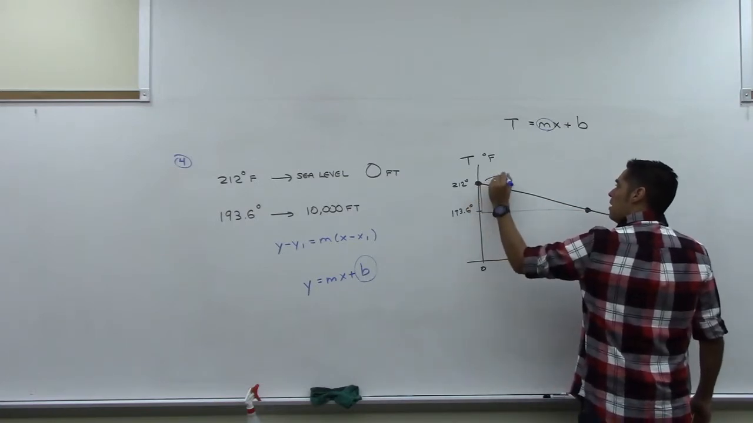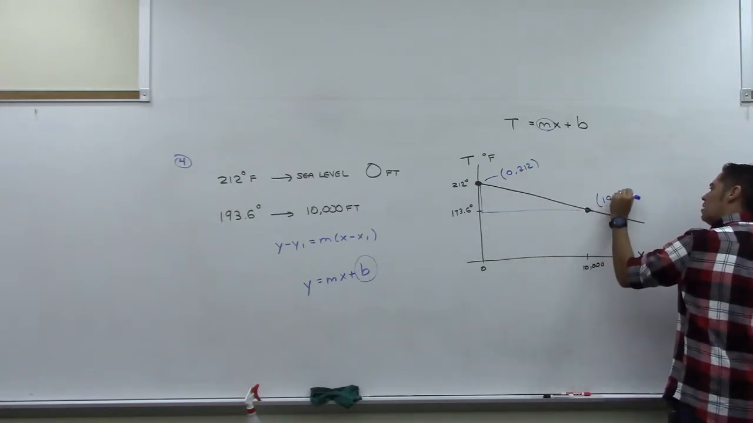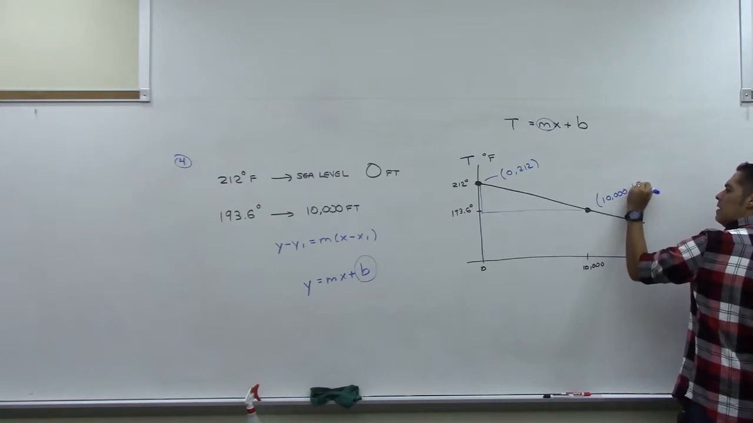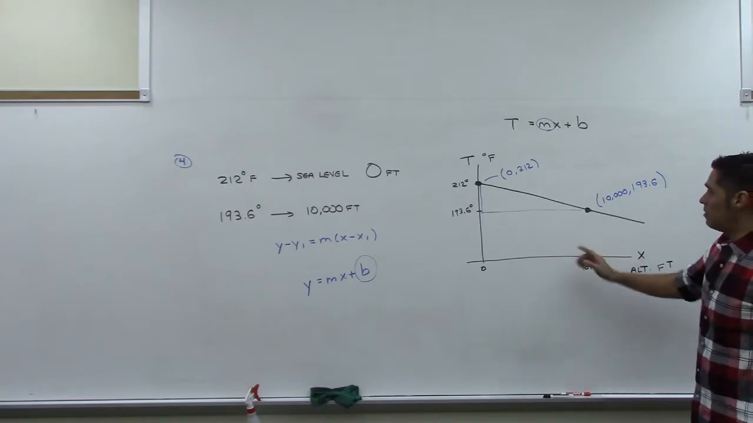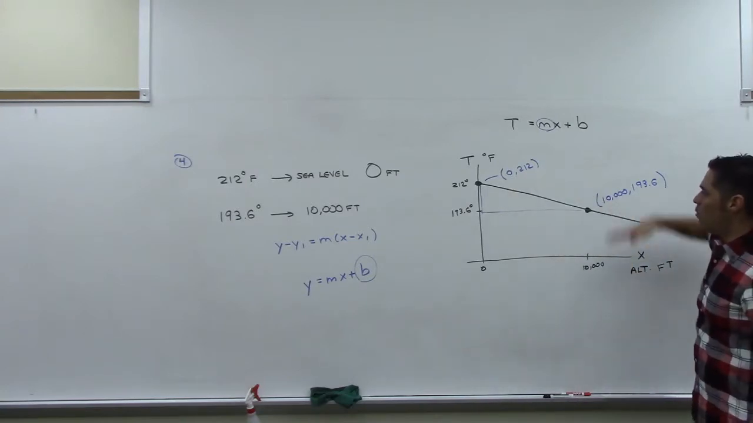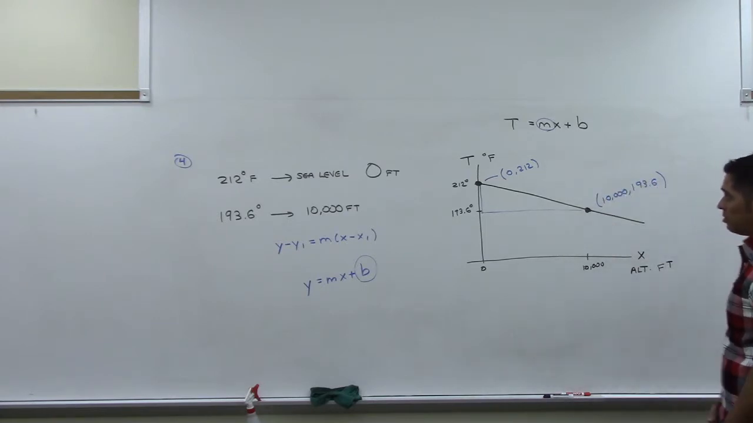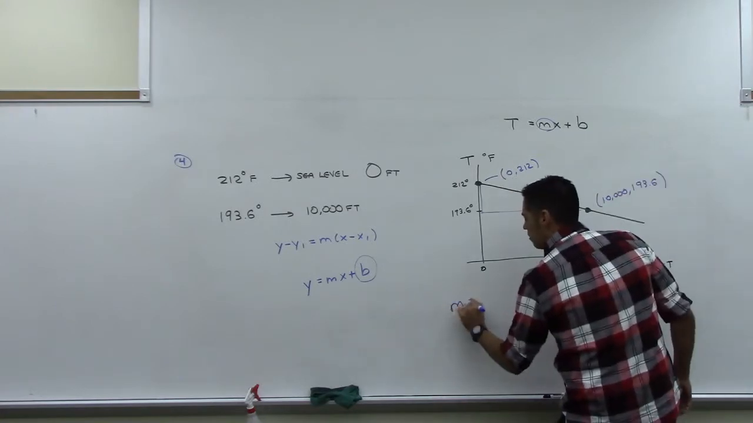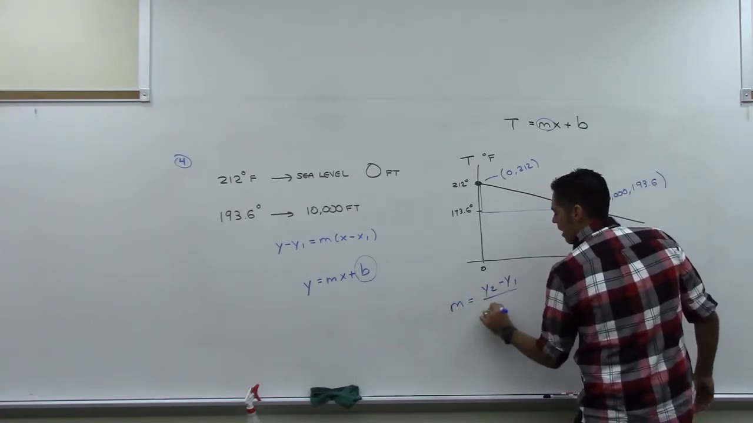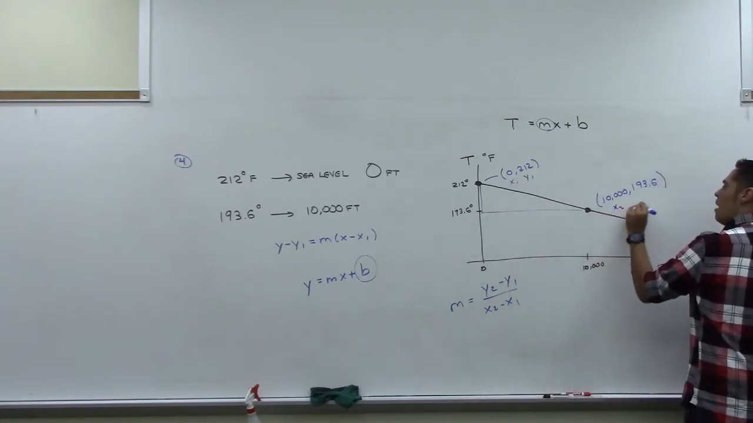So this point right here is the point 0, 212. This point is the point 10,000, 193.6. Keep in mind, the x-axis is the feet, so that's why this is 0 and 10,000. And the y-axis is the temperature, that's why these two are these two values. Don't mix those up. So for rise over run, we use our formula m equals y2 minus y1 over x2 minus x1. We'll call this x1, y1, and this x2, y2.